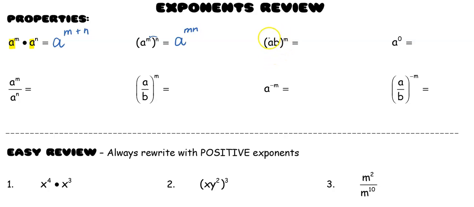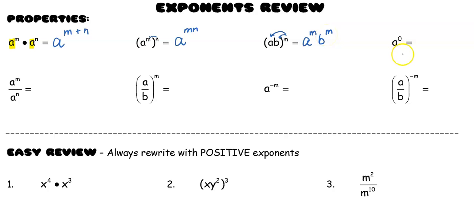Our next property is when we have a quantity raised to an exponent. What we have to do is distribute that exponent into those parentheses, and you can only do this if it's all multiplication inside. See how it's a times b? If this was a plus b, we know that we would have to multiply out those quantities using our distributive property with FOIL. But when it's all multiplication, you just distribute the exponent to each of the individual pieces.